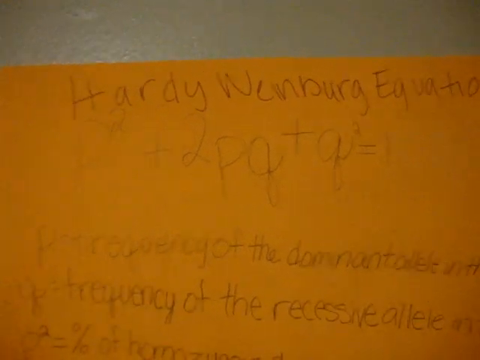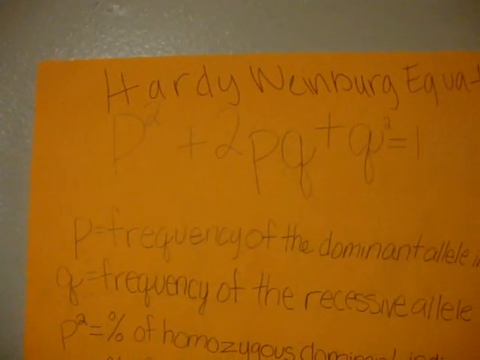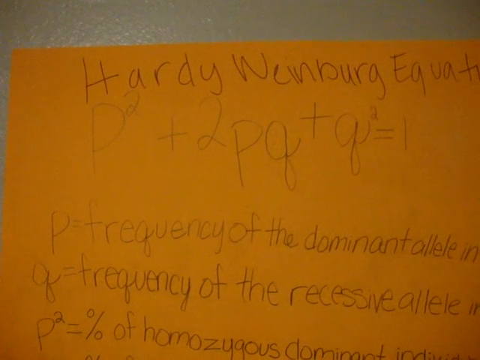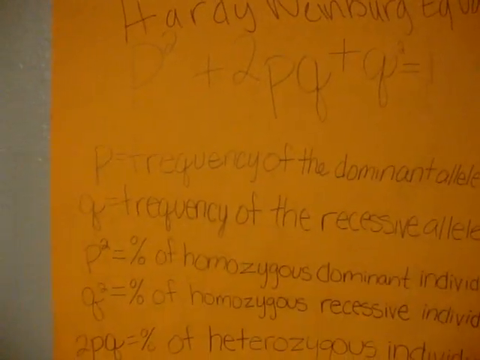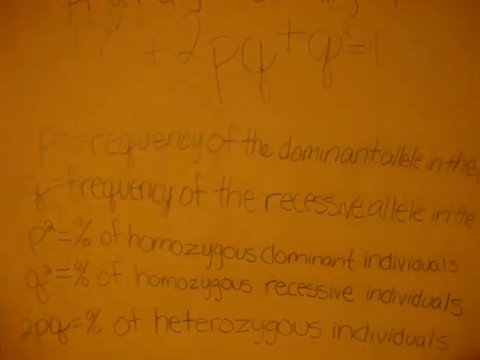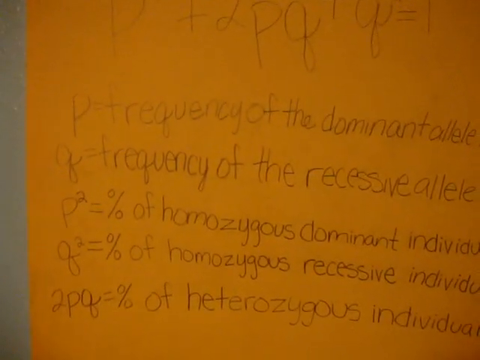The Hardy-Weinberg equation. p squared plus 2pq plus q squared equals 1. p equals the frequency of the dominant allele in the population. q, the frequency of the recessive allele in the population.